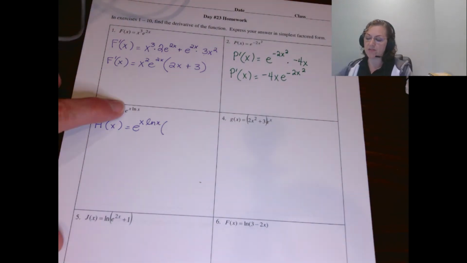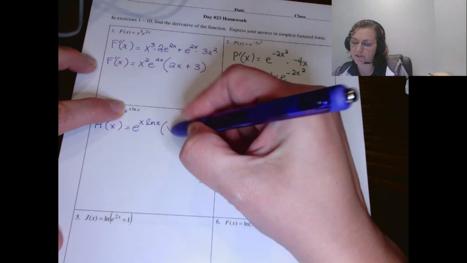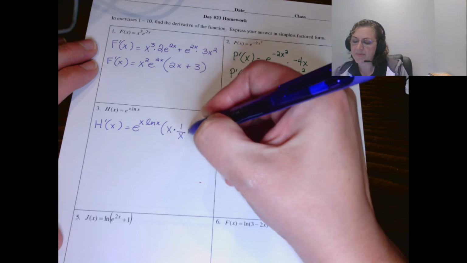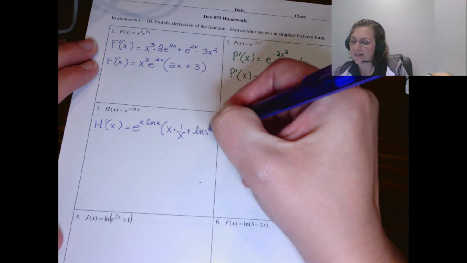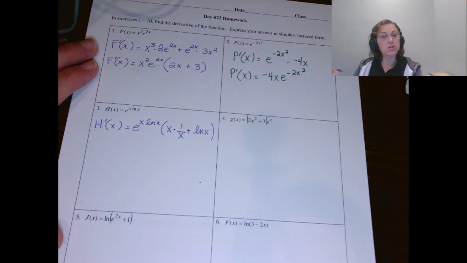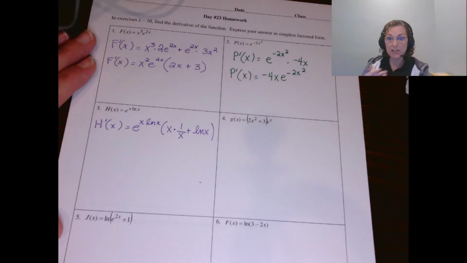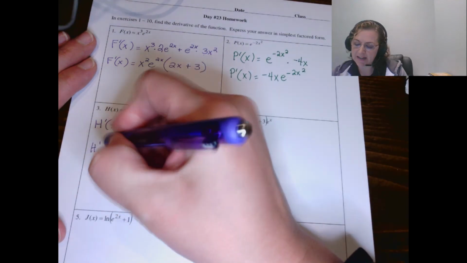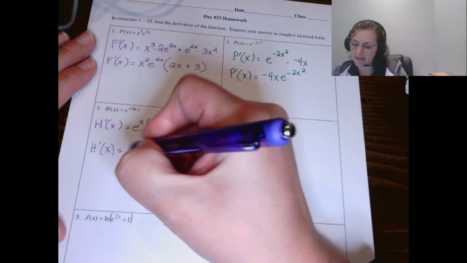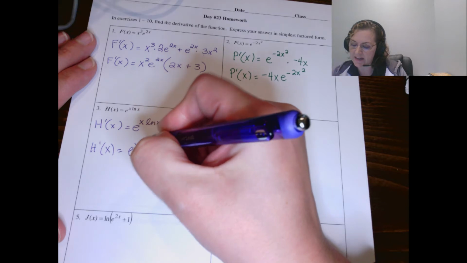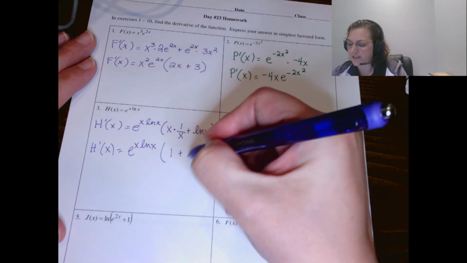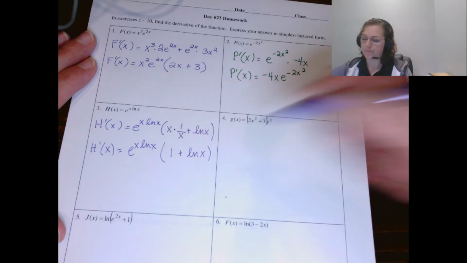So the derivative of x ln of x would be first times the derivative of the second plus the second times the derivative of the first. And the derivative of the x would just be 1. So look, you have x times 1 over x. That means that I can clean that up just a little bit. That gives me e to the x ln of x. And then I've got 1 plus ln of x here.